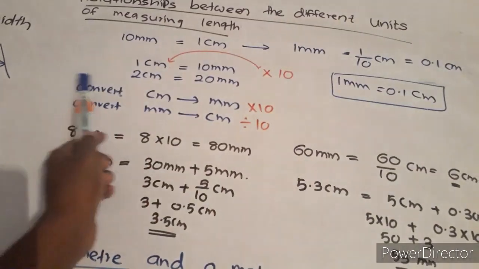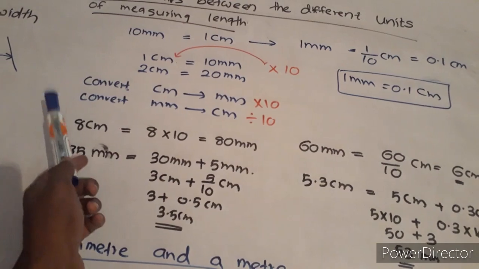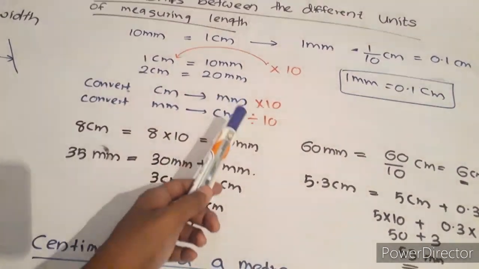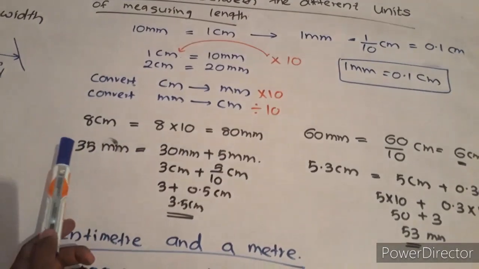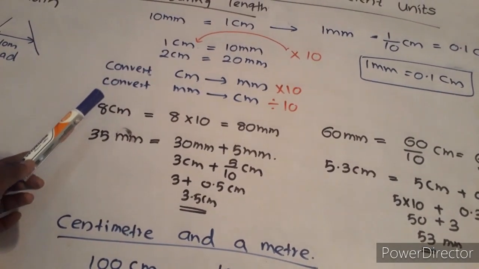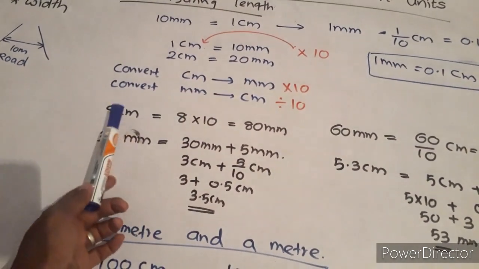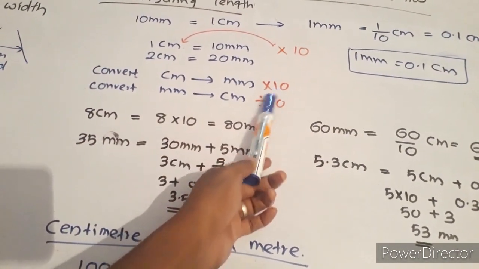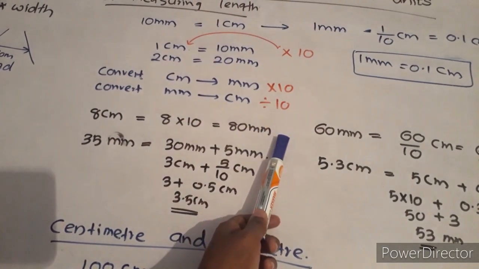Okay, so you have to be very familiar with those. Then you have to practice it, and then you can convert centimeters into millimeters and millimeters into centimeters. I have shown some examples. We'll see how to do them. 8 centimeters, we have to write in millimeters. So how to do it? We have to convert centimeters into millimeters. We have to multiply by 10. So 8 times 10 is equal to 80 millimeters.